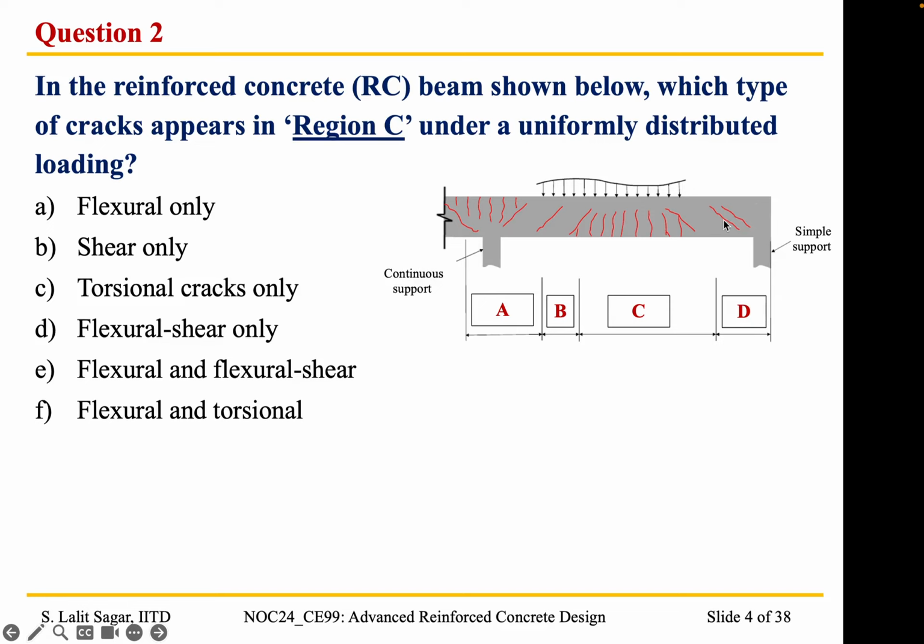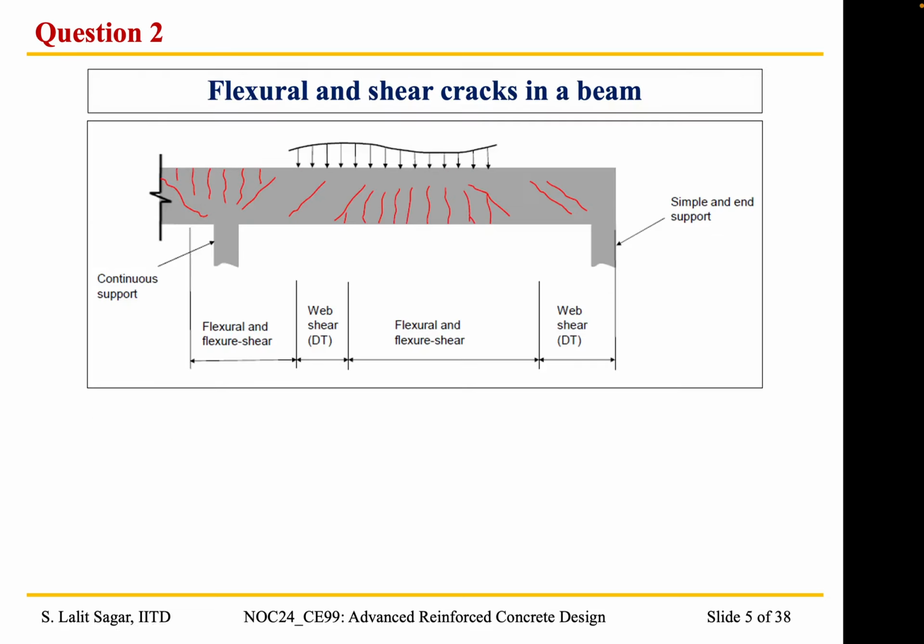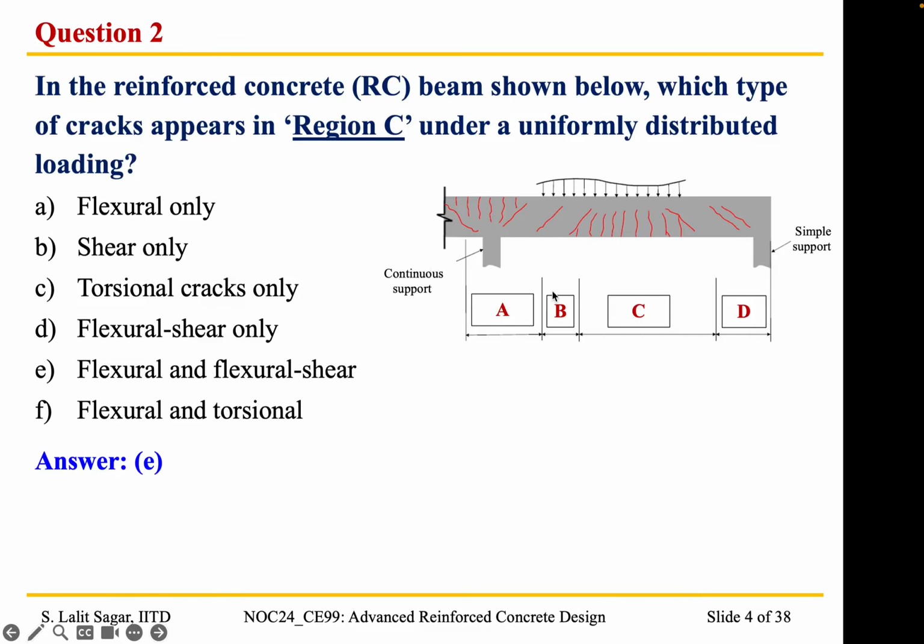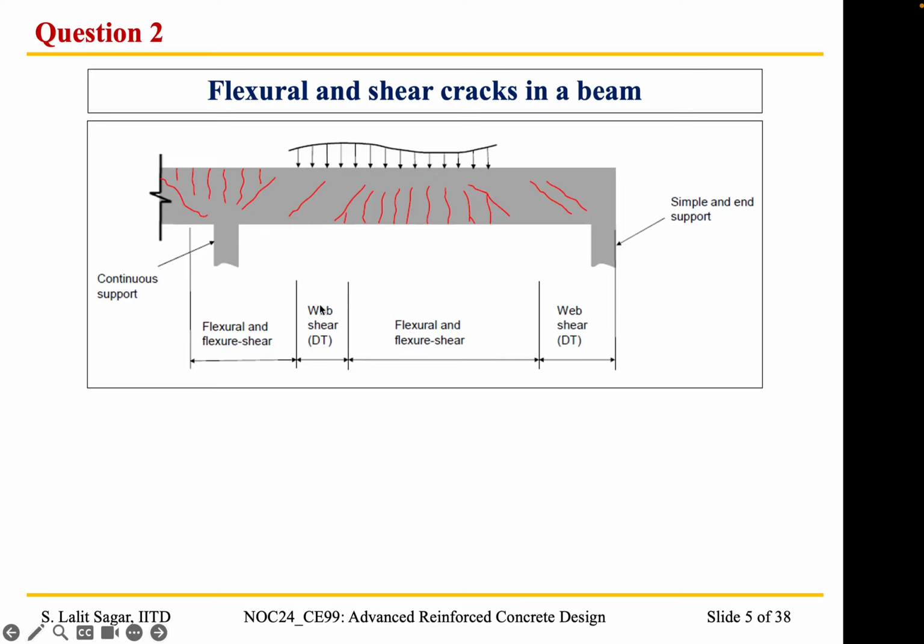So region D is predominated by the shear cracks, and region A is subjected to hogging bending moment. So there are flexural cracks, and since it is close to the supports, it is subjected to shear cracks also. So it is a combination of flexural and flexure shear cracks. And if we look at region B, it is predominated by web shear cracks, because it is not subjected to very high bending moment.